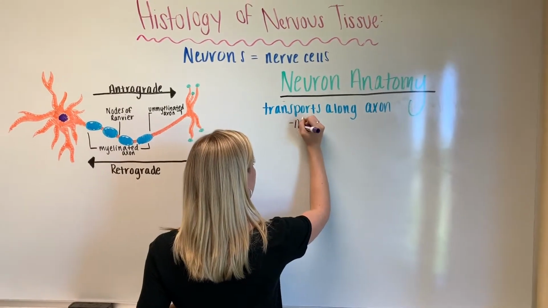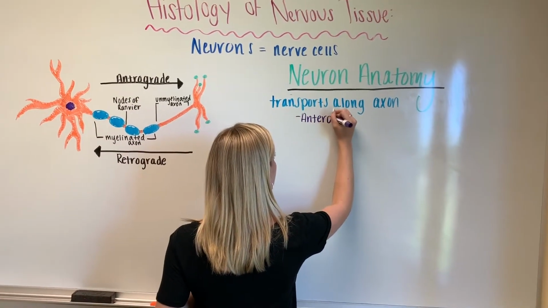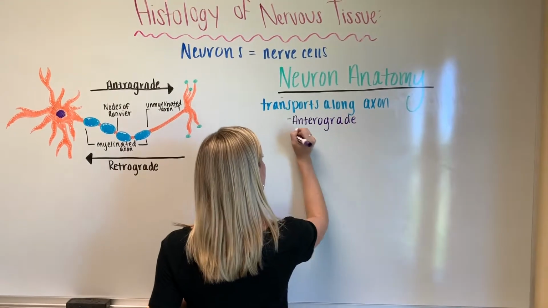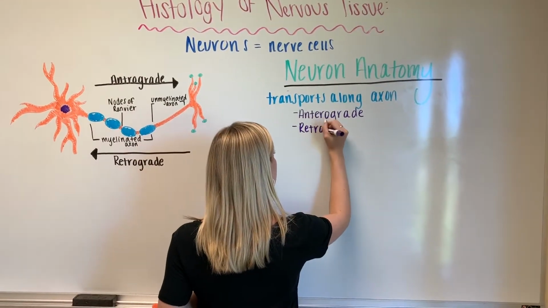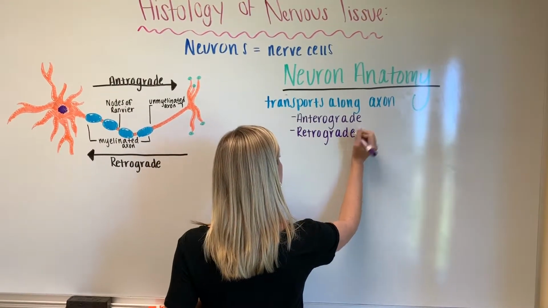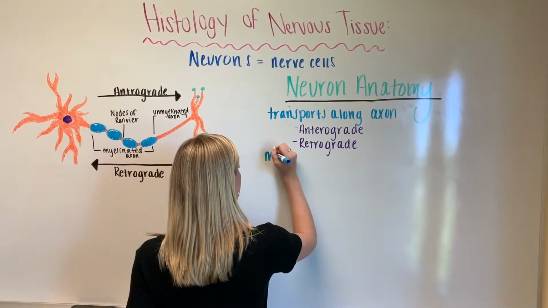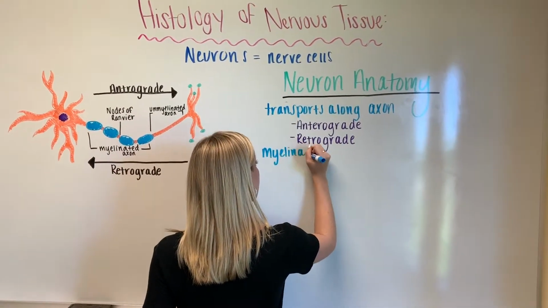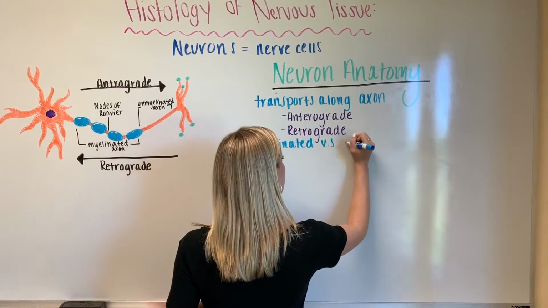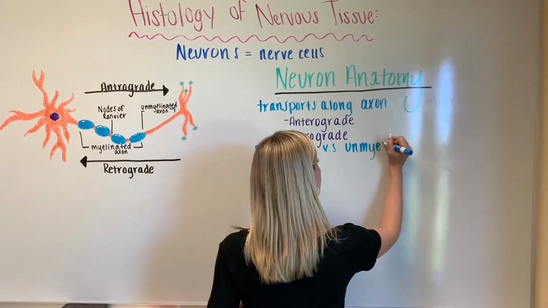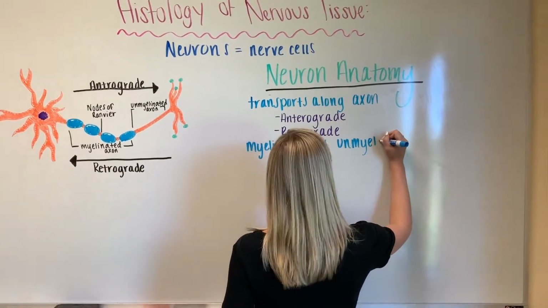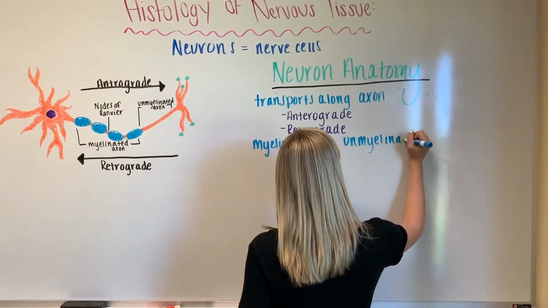Now we'll talk about the transport along the axon. This can be distinguished between anterograde transport and retrograde transport. Anterograde transport is transport towards the axon terminals, while retrograde transport is transport back towards the cell body. It is to be noted that there are different types of axons, one being myelinated and the other being unmyelinated.